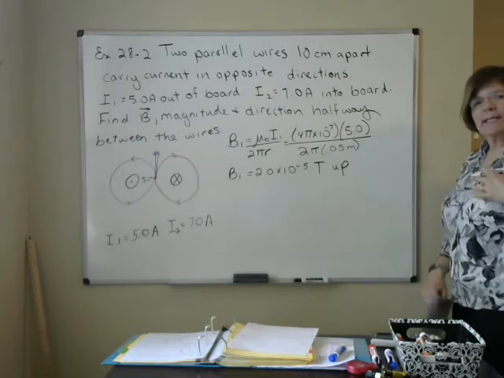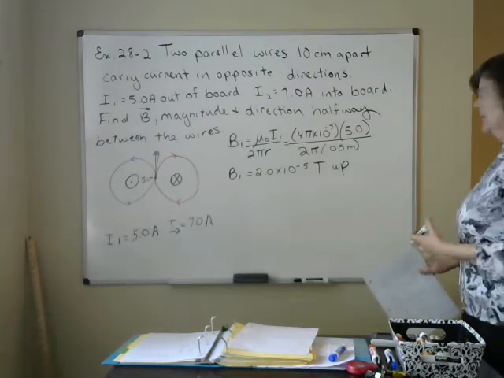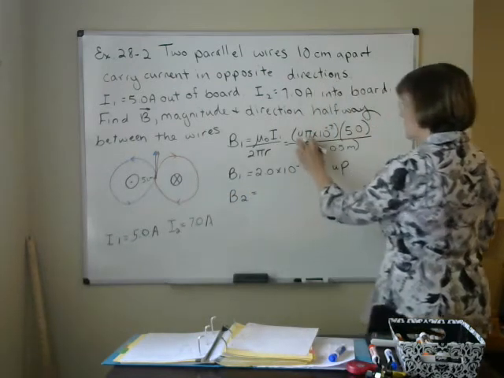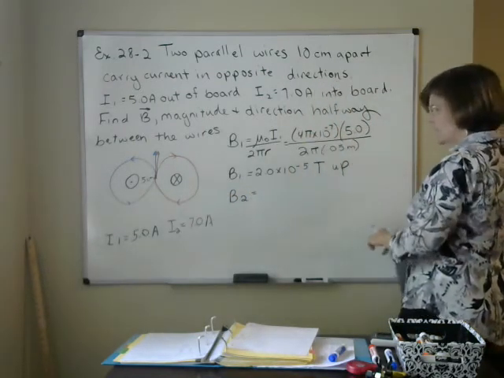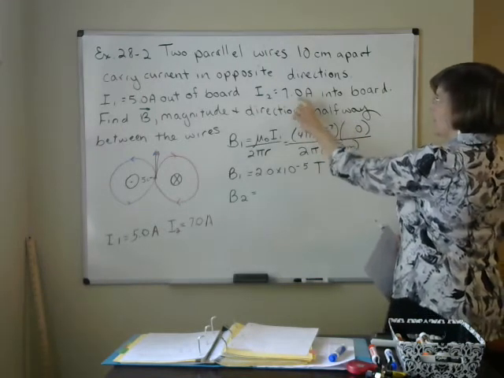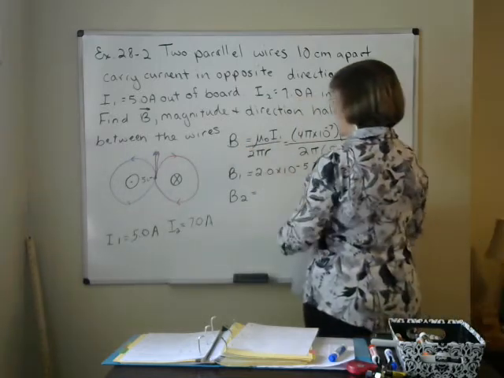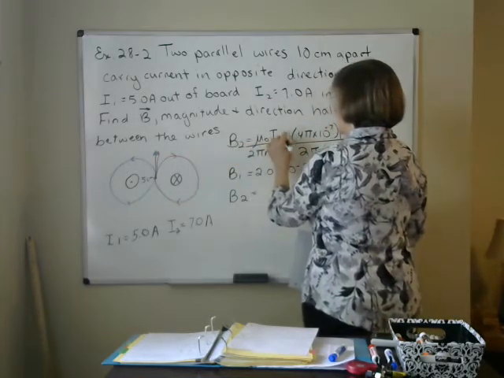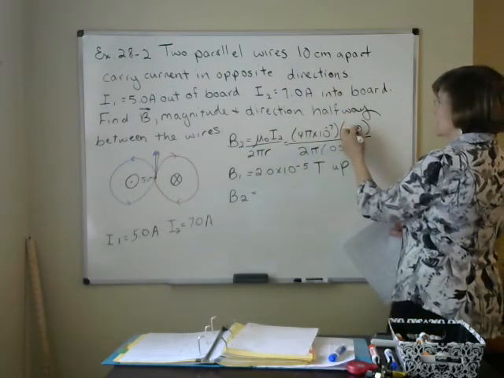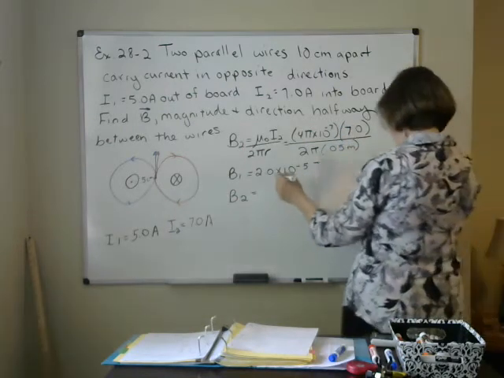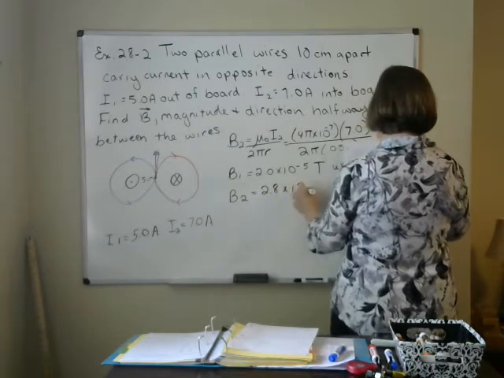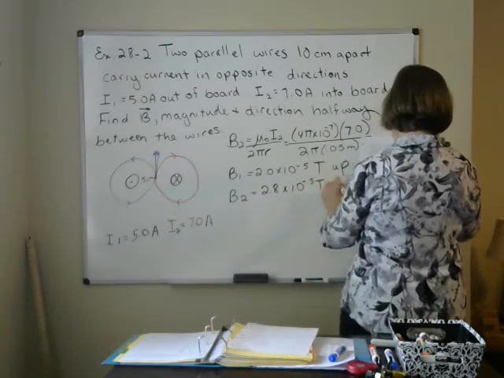I have to do the exact same thing for the second one. It looks exactly the same, mu naught. The only difference is that instead of 5 for I1, I change this to I2, the second current, which is 7. So this is going to be slightly larger, and it is. It comes out to be 2.8 times 10 to the negative 5th Tesla, also straight up.